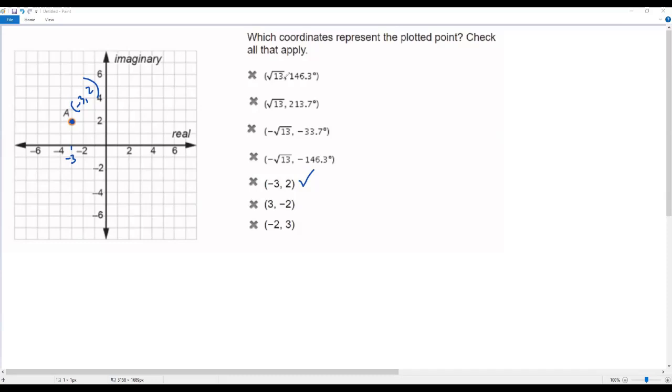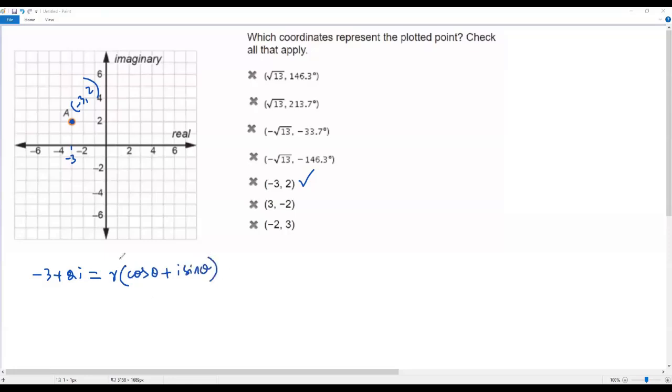Now we have to find which of the points given in polar form represent the plotted point. For that, we have to write the point in complex number form. That is -3 + 2i. Here I multiplied the y coordinate by i because the vertical axis is imaginary. Now, to get the polar form of a point which represents this plotted point, we have to write this complex number -3 + 2i in polar form. That is equal to r times cosine theta + i times sine theta.